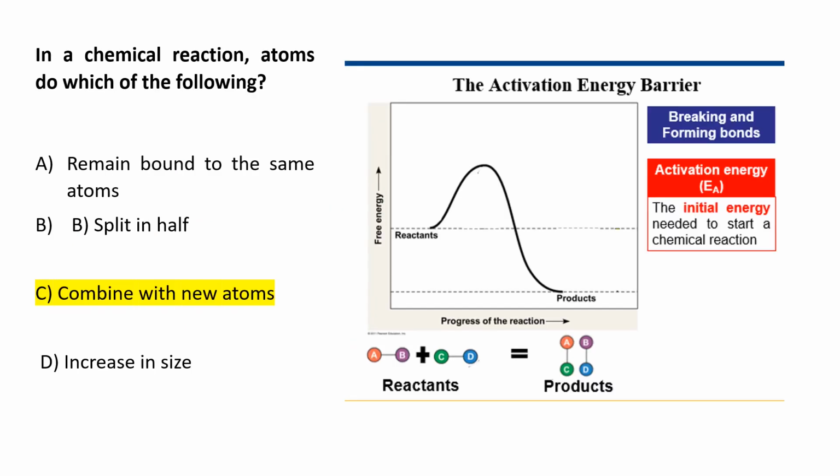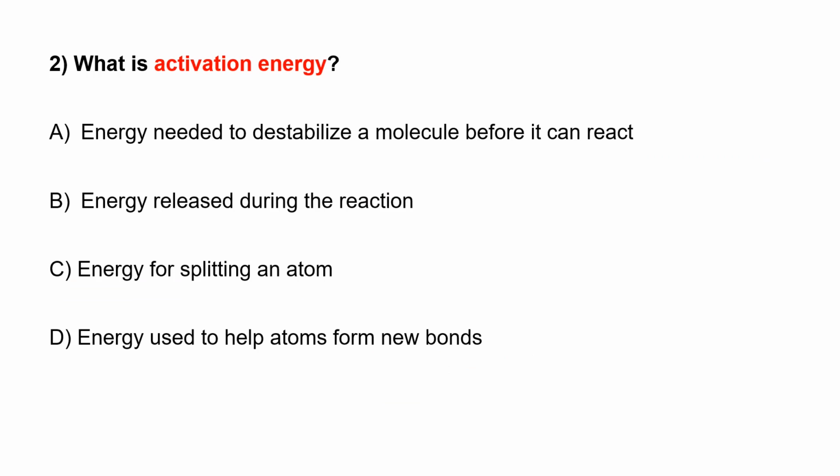So if you remember, when we talked in the video lecture, I showed you that here you have reactants and products, and during this chemical reaction, A and B are together, and C and D are together, and during the chemical reaction, they break and form new bonds during the progress of the reaction. So the best answer will be combined with new atoms. So what is the activation energy? The right answer is this one: the energy needed to destabilize a molecule before it can react. The other ones are not correct.